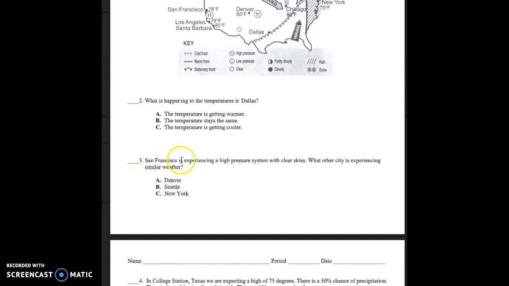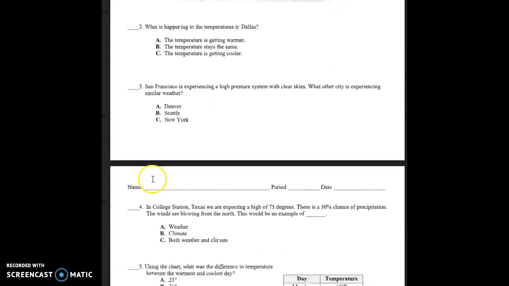Number 3. San Francisco is experiencing a high pressure system with clear skies. What other city is experiencing similar weather? A. Denver. B. Seattle. C. New York.